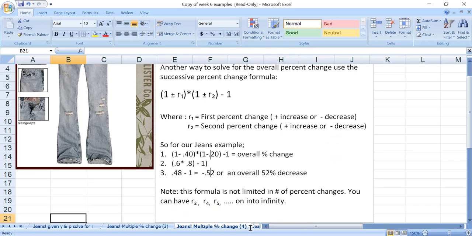Also, this formula is not limited to only 2% changes. So you can keep adding percent changes to this. So I could do 1 plus or minus R1 times 1 plus or minus R2 times 1 plus or minus R3 times 1 plus or minus R4. You can just keep adding them as long as you remember to add minus 1 at the end, because that's what makes the whole thing work.